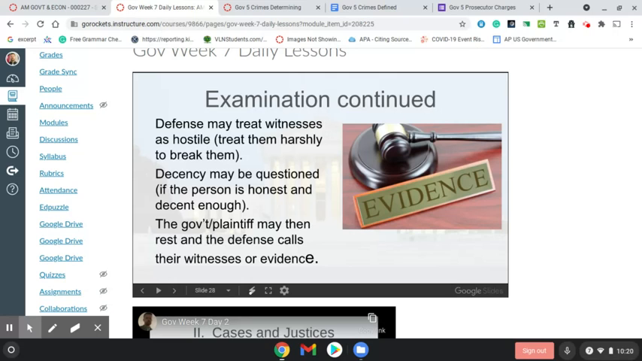And, of course, witnesses can be treated as hostile if they're not being forthcoming. The attorneys can take a more direct stance with them when asking questions.